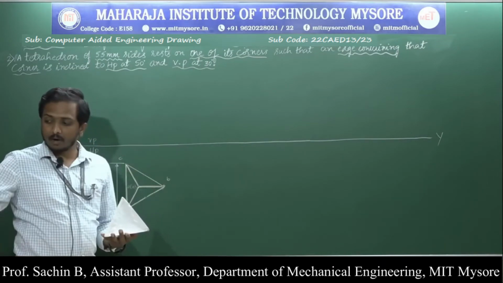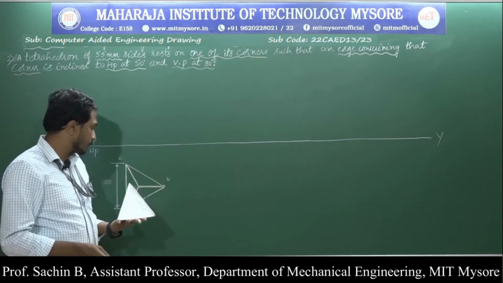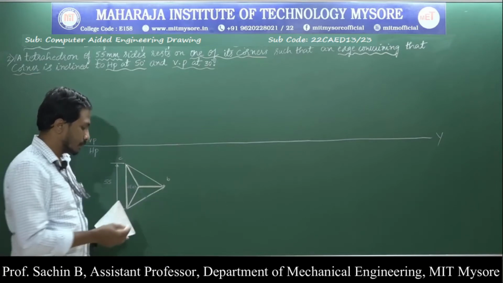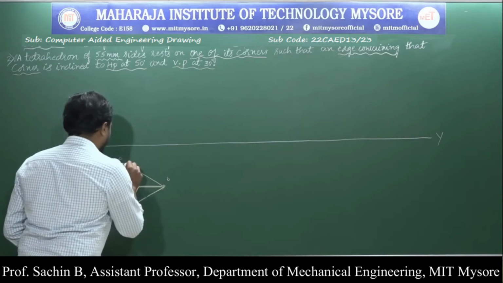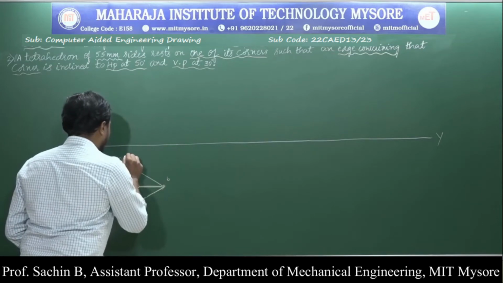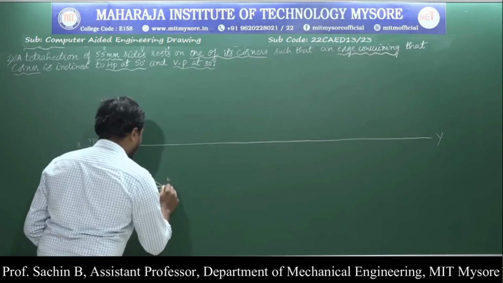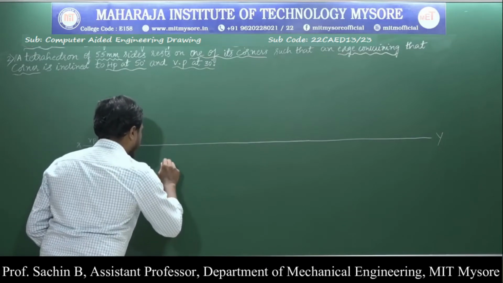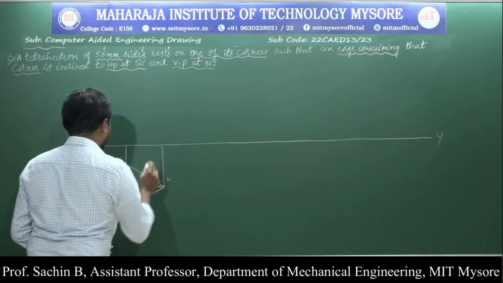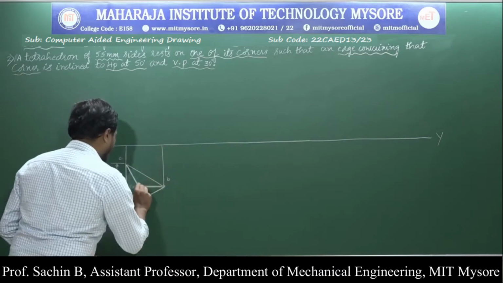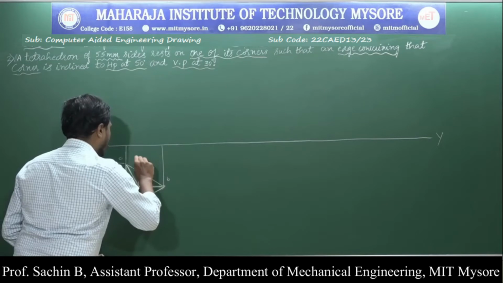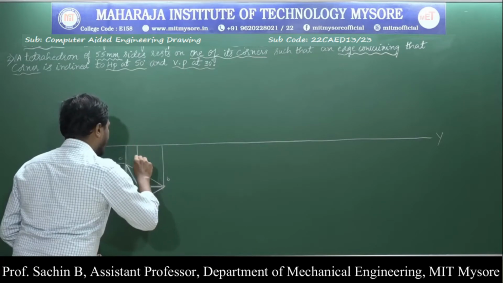Next I should draw the front view of the object. To draw the front view, I will draw the projection lines from the top view to the front view. One more projection line, again one more from the axis, to get the front view of the object.